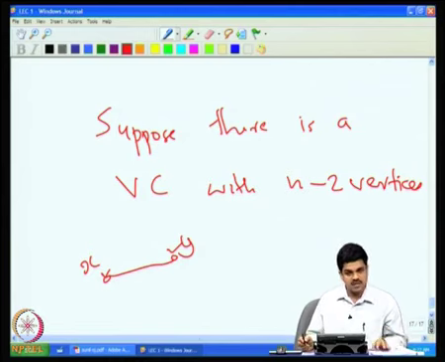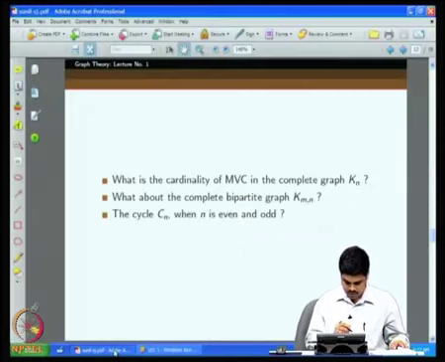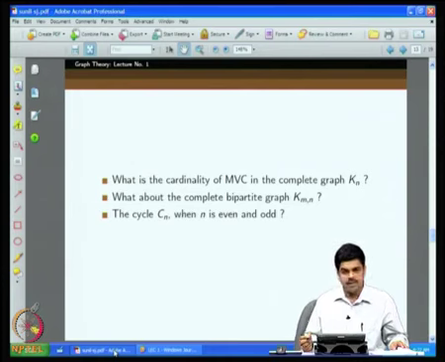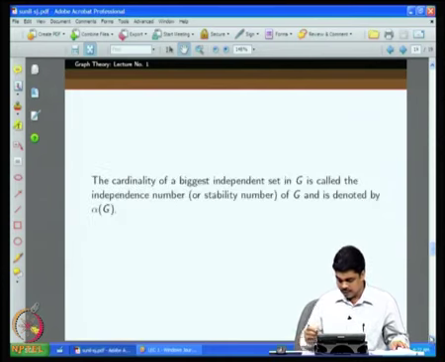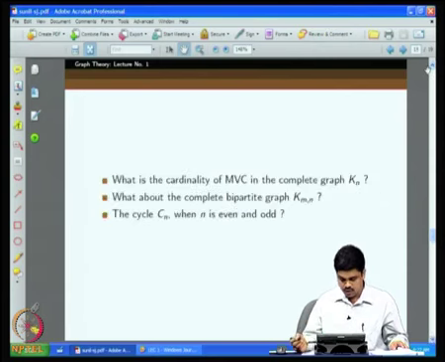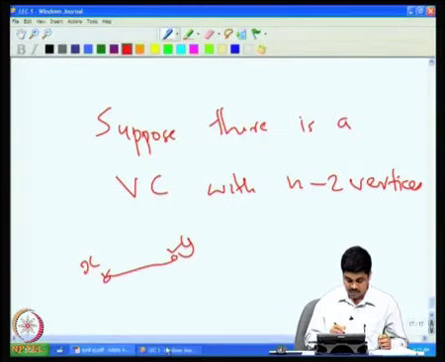Therefore, for a complete graph, the cardinality of the minimum vertex cover is n minus 1. Now, let us consider another example. What about a complete bipartite graph K_{m,n}, with m vertices on one side and n vertices on the other? So, not a complete graph.